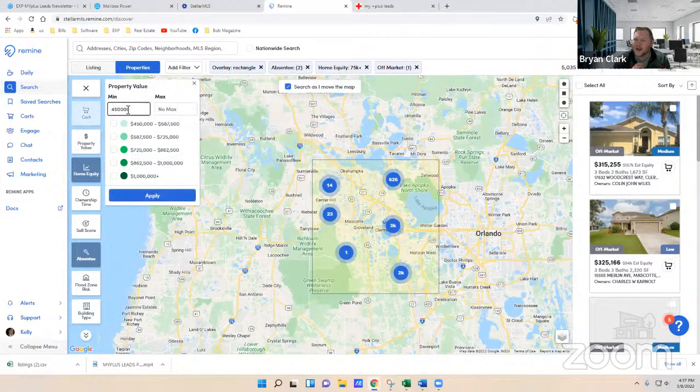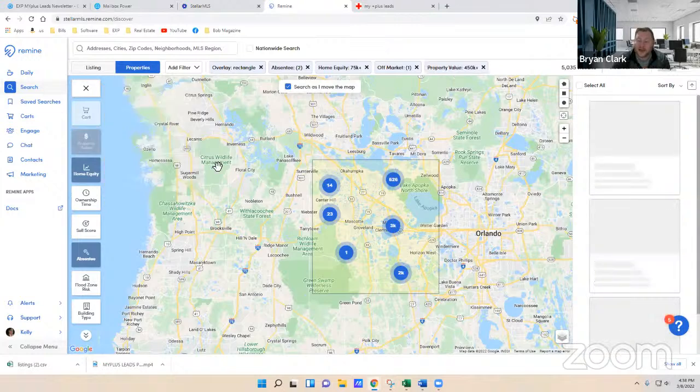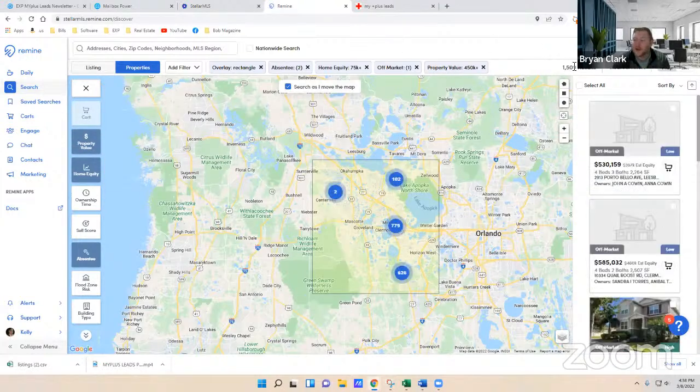He then added in only properties that are off market. And now he's doing a minimum value so that he, again, can target the exact home that he wants to go after and find a renter that's going to be able to afford a property that he's going to then in turn want to sell.